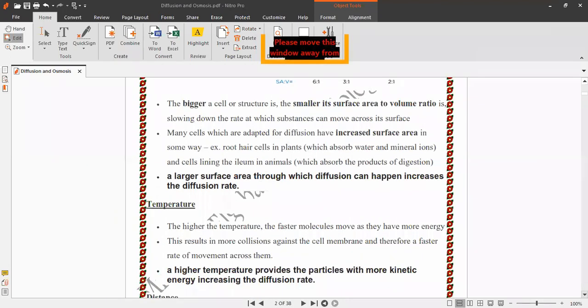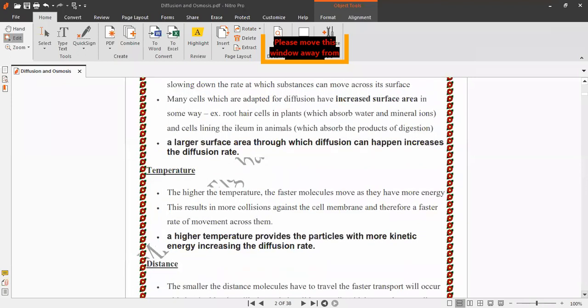So a larger surface area through which diffusion can happen increases the rate of diffusion. Let's see the temperature. We say the molecules, the particles, are in random motion, and there are collisions between particles. So when you increase the temperature, what happens? The higher temperature provides particles with more energy, more kinetic energy. So also the rate of diffusion increases.